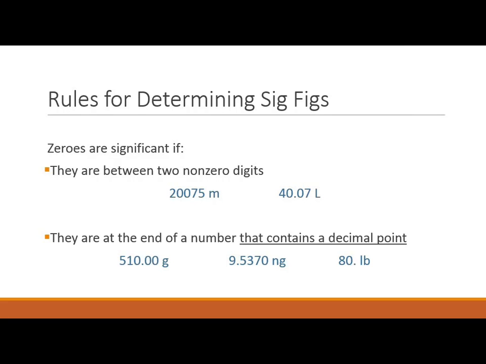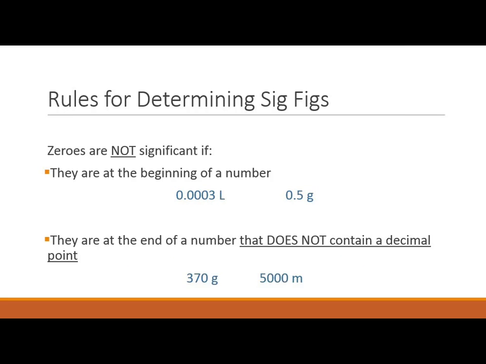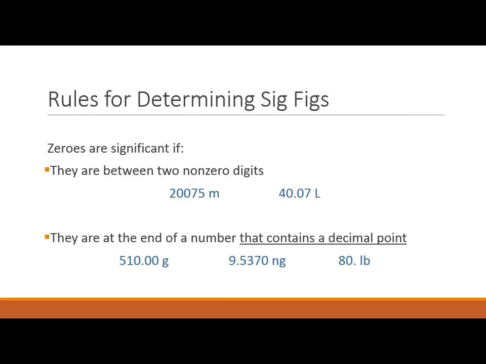The second rule applies to zeros, right? Zeros are going to be significant if they're sandwiched between 2 other non-zero digits. So for instance here, the 2 is automatically significant, as is the 7 and the 5. And then these 2 zeros in between are also significant. These are interior zeros. I call them sandwich zeros because I like sandwiches. So that gives us a total of 5 sig figs here.